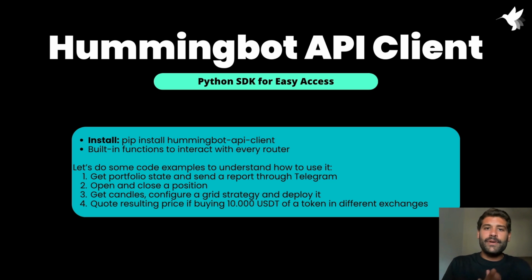In this video, we're going to do some code examples. We're going to start getting the portfolio state, sending a report of it through Telegram, open and close a position, get the candles and configure a grid strategy to deploy it, and then get the quoting resulting price of buying 10,000 USDT of a token on different exchanges.